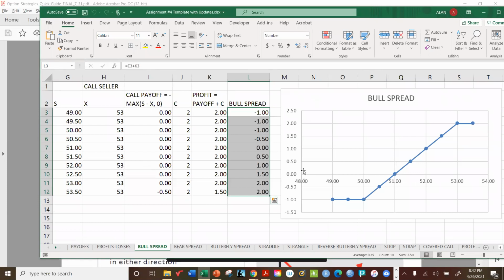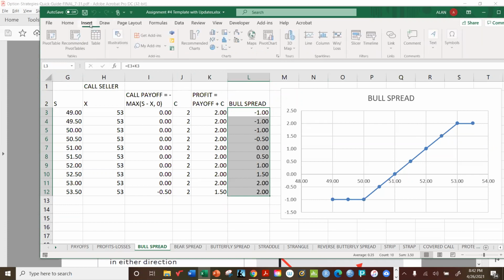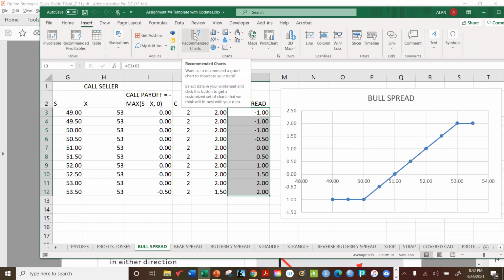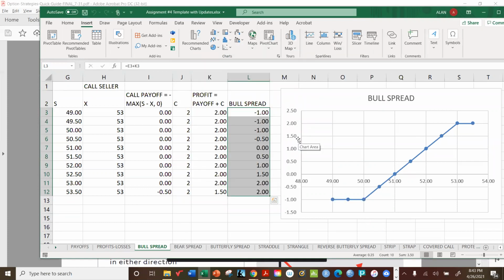All you have to do is select that last column, which contains the profits and losses, and if you say insert and ask for recommended charts, it'll show you a lot of possibilities, and usually the one you want is in here somewhere. That's all you have to do. And then you can fiddle around with it, you can label it and all.